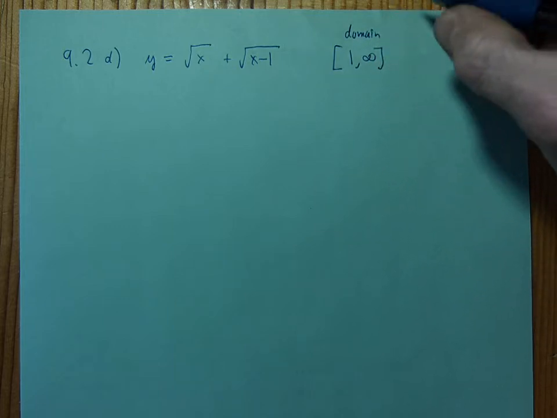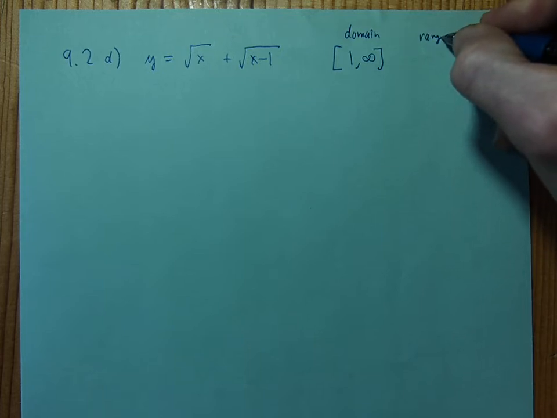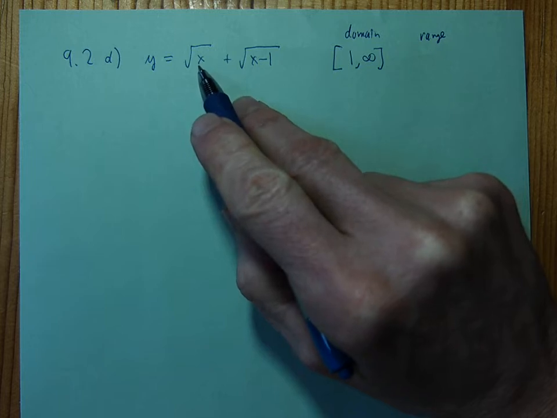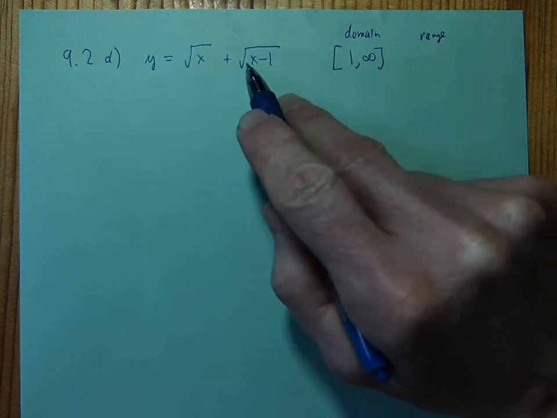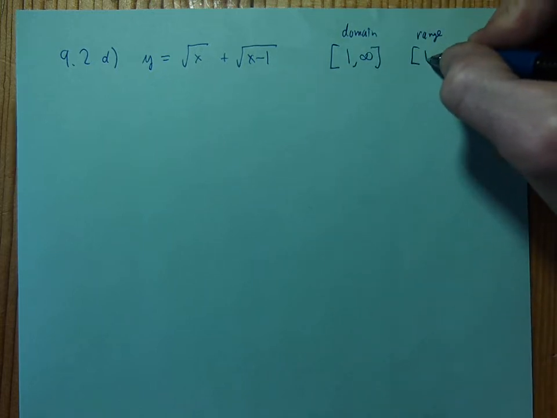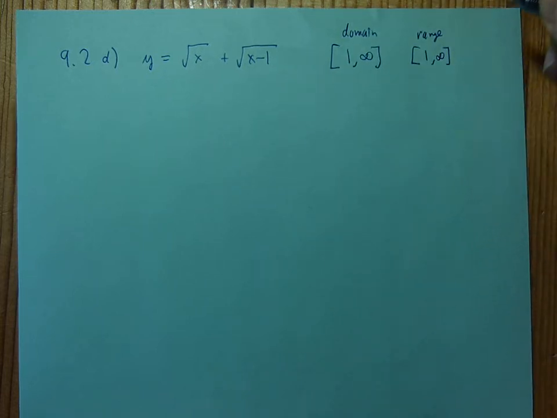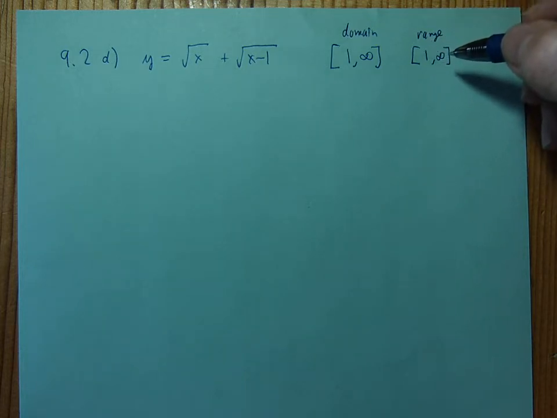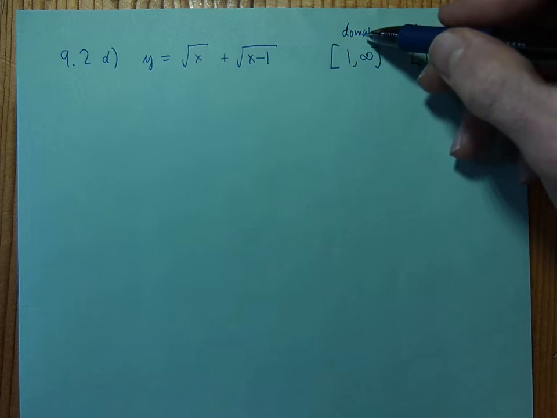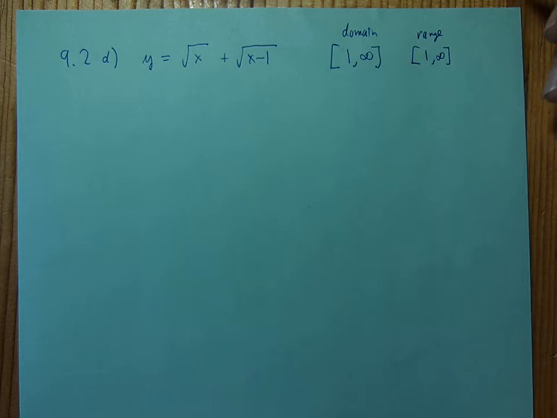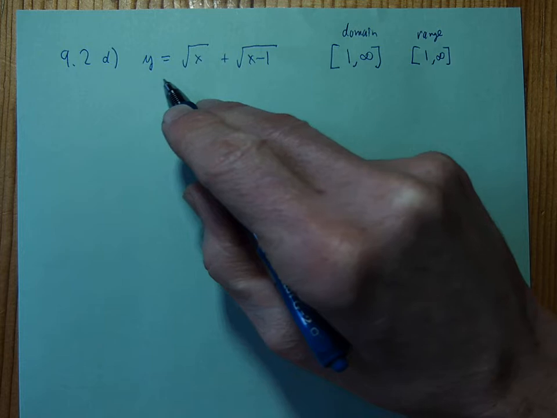And the range: when x is 1, we get 0 plus the square root of 1, so that's 1. And it can be as big as we want. When x gets bigger, it just gets bigger and bigger. So actually the range is also 1 to infinity. Which means that the domain and range of the inverse function are also 1 to infinity, because they switch. The domain of the function is the range of the inverse function, the range of the function is the domain of the inverse, and they're the same, so that's nice. Okay, so now we just have to solve for x.